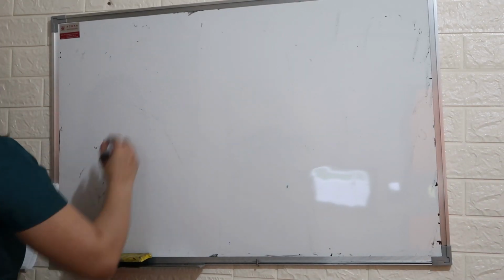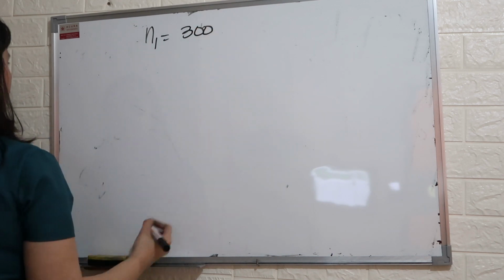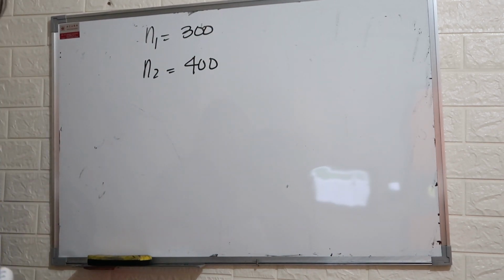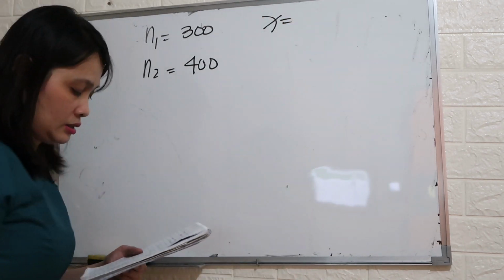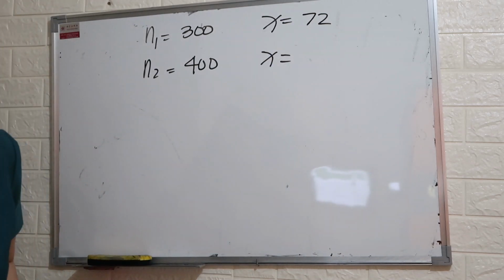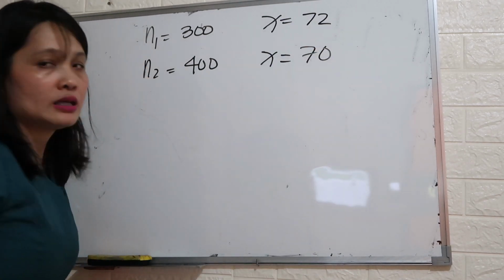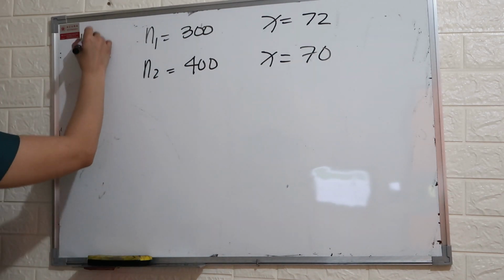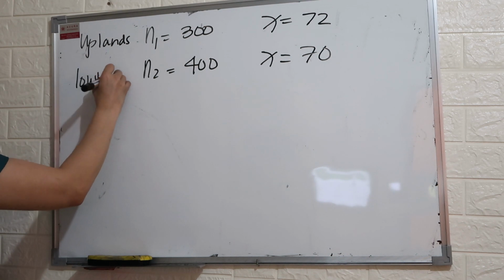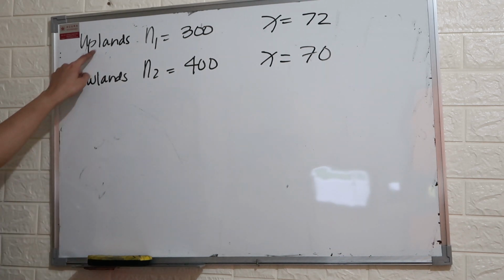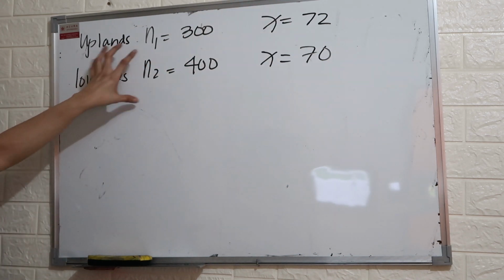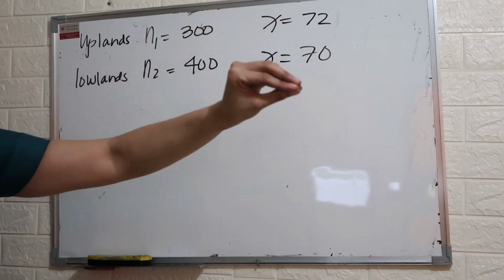So we have n sub 1, which is 300, and n sub 2, which is 400. For n sub 1, which is 300, there are 72 who were absent, and for 400, there are 70 who were absent. The first is for uplands and the other one is lowlands. For the uplands, there are 300 students and 72 were absent. For the lowlands, there are 400 students and 70 were absent.